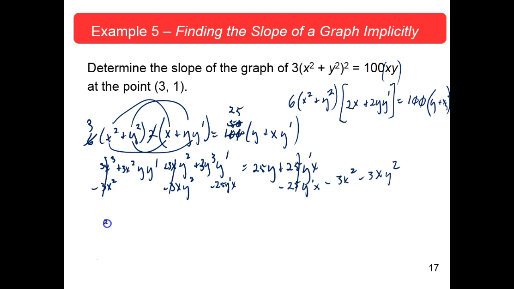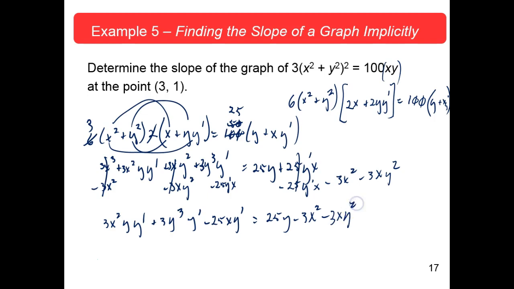So now we have a 3x squared y prime plus 3y cubed y prime minus 25xy prime is equal to 25y minus 3x squared minus 3xy squared, I think.